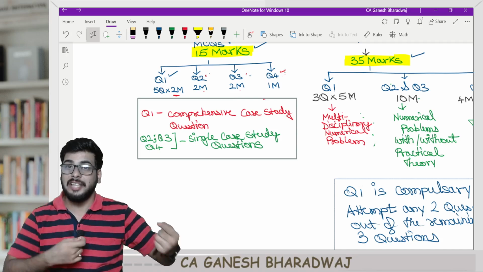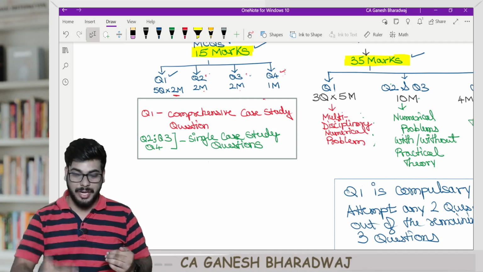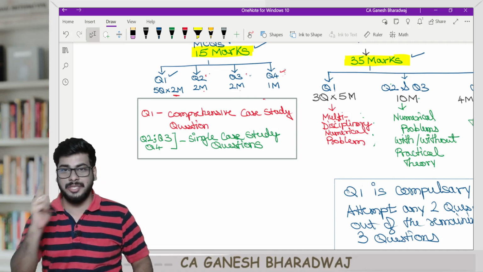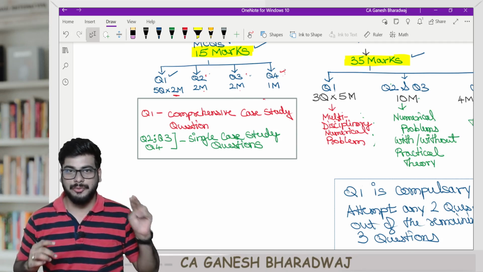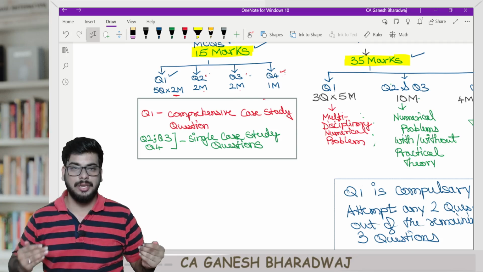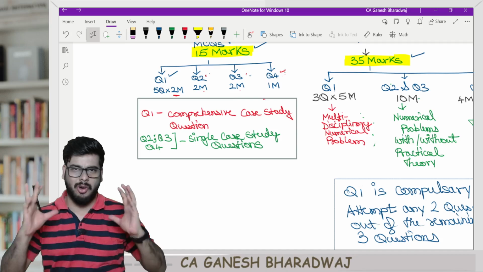Clear? This is like the leverage effect that we've seen in our classes. It's a double-edged sword. If you get it right, you get 2 marks for the same effort. But if you don't get it right, you're losing out on 2 marks. Clear with this, guys? So you need to be well prepared for this. And how do you do this? Very simple. It's all conceptual learning.